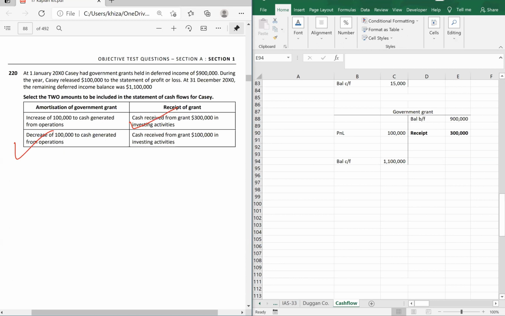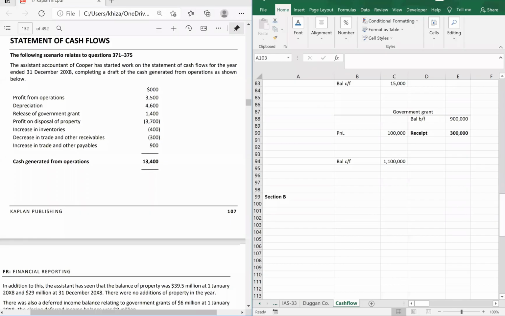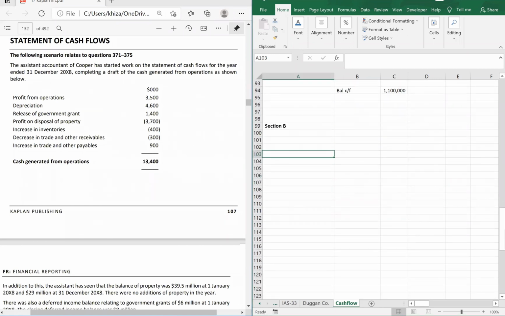Now, let's look at certain section B questions. There are two case scenarios in section B. The second case scenario you'll do, which is 376 to 380. And I'm doing this one with you guys, 371 to 375. Now, the assistant accountant of Cooper has started work on the statement of cash flows for the year ended 31st December 20X8, completing a draft of the cash generated from operations as shown below. There seems to be some mistakes. He's made some mistakes.